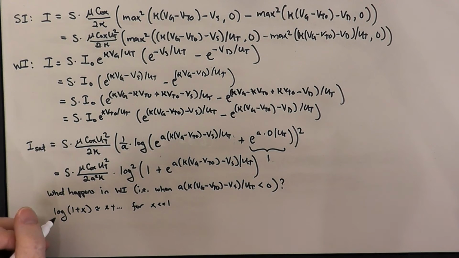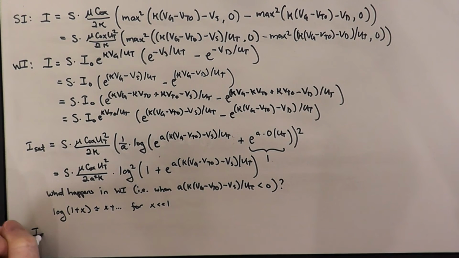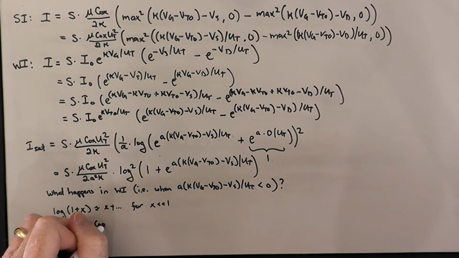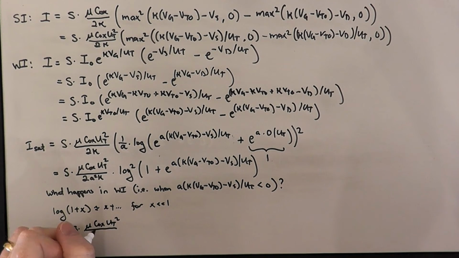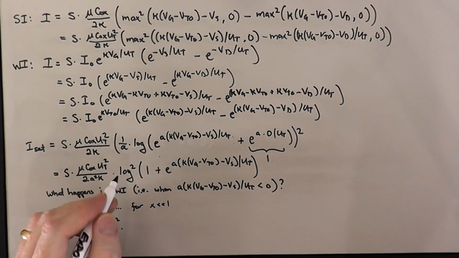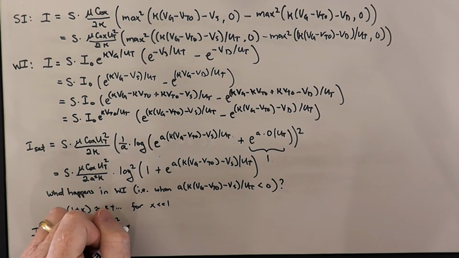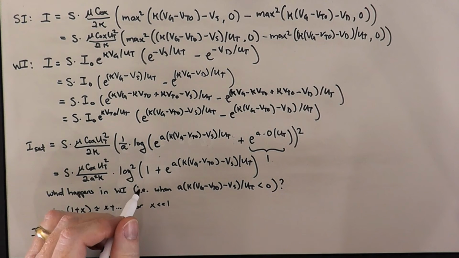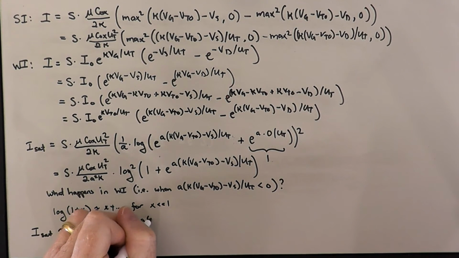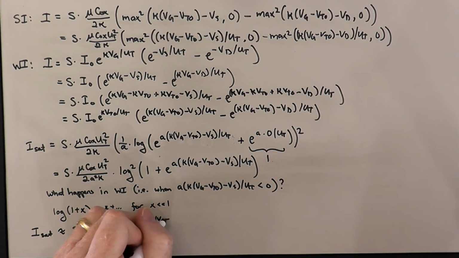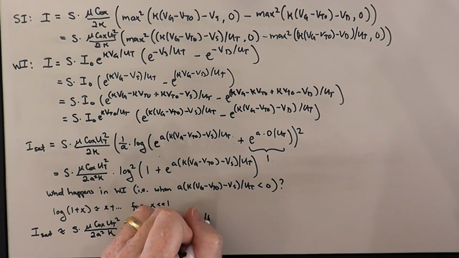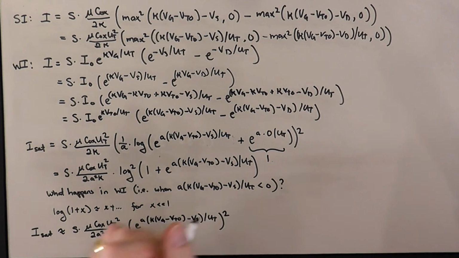So in this case, I sat would be approximately S times mu Cox Ut squared over 2a squared kappa times, well, we would get the log of 1 plus the small thing being approximately equal to the small thing, so we'd have the e to the a times kappa Vg minus Vt0 minus Vs over Ut, all squared, because it's the log squared.